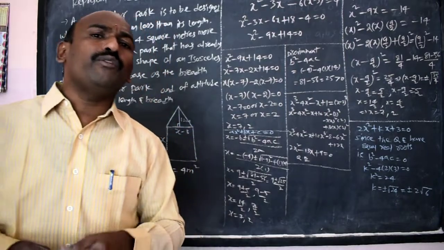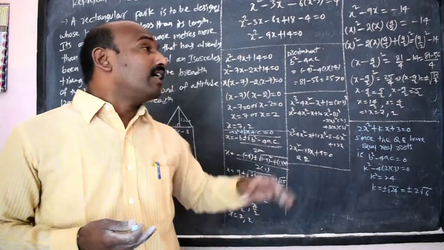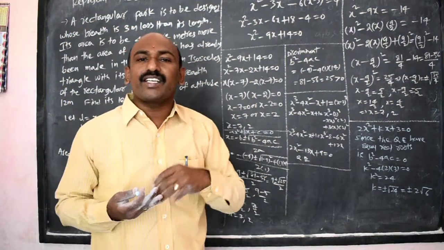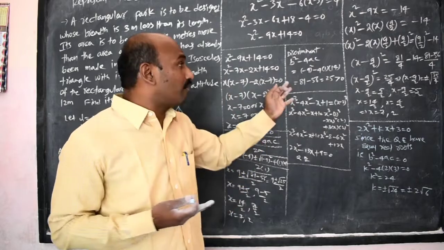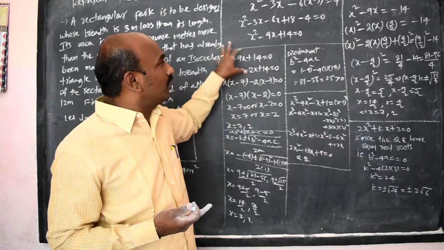After that, we can go with the formula, factorization, or completing square method. Based on this equation only, I will explain all the methods: factorization, completing square method, formula, and discriminant value. We can get all of them from this equation.